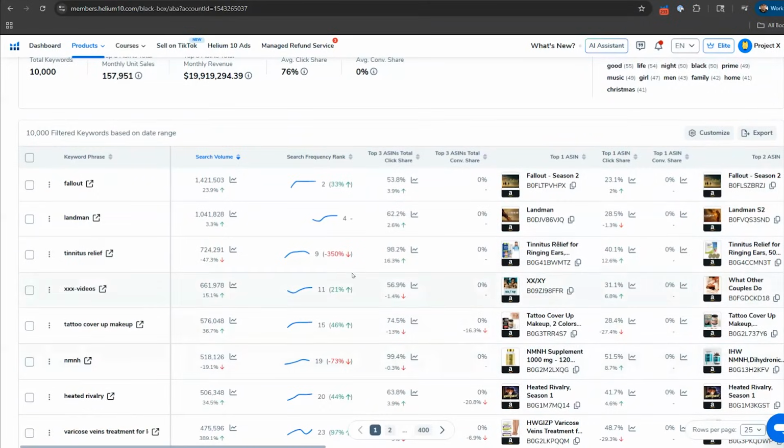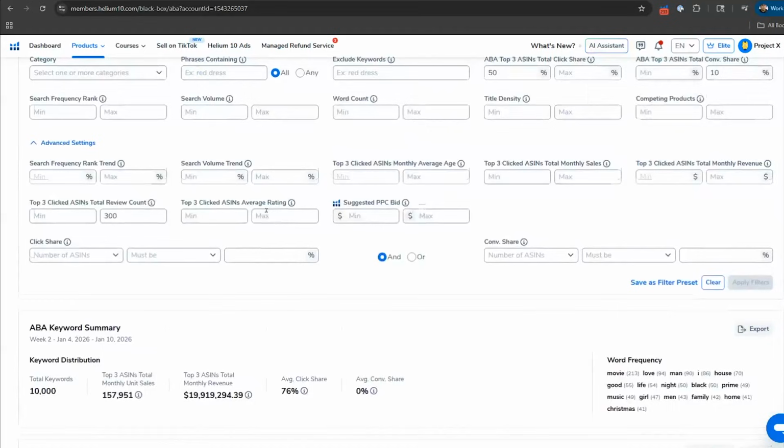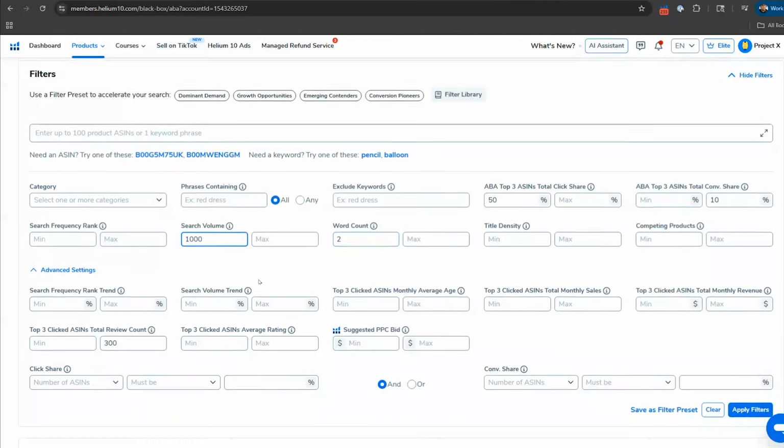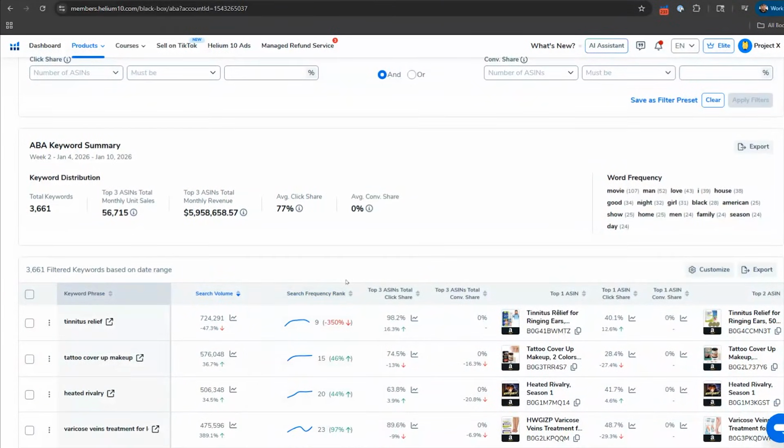Wow, and look at this. Oh my goodness gracious. We've got like still 10,000 keywords that have come up. So I'm going to whittle this down even a little bit further here. Let me look for keywords that have at least 2 searches and maybe at least, let's just say 1,000 search volume. And now that brings me down to 3,000 keywords.